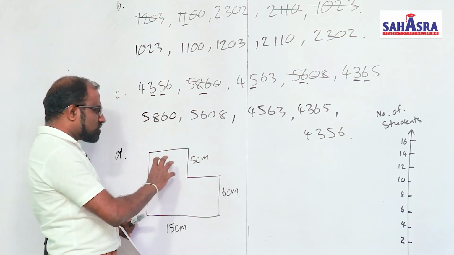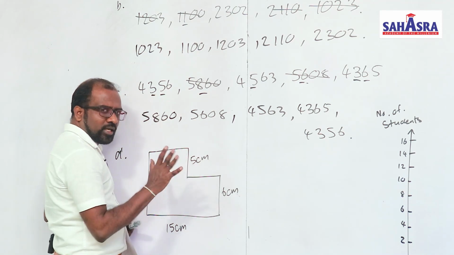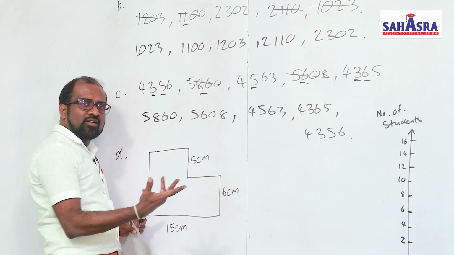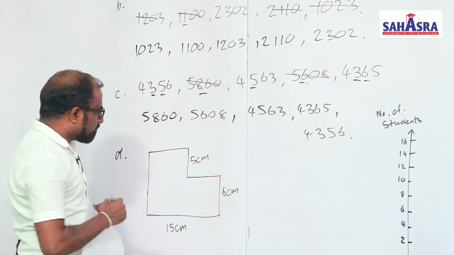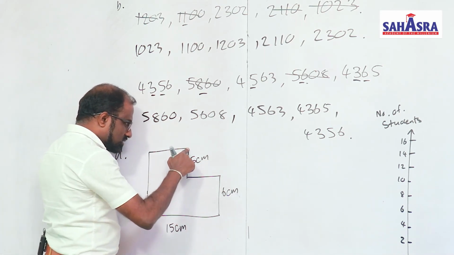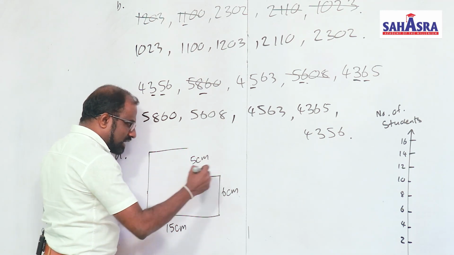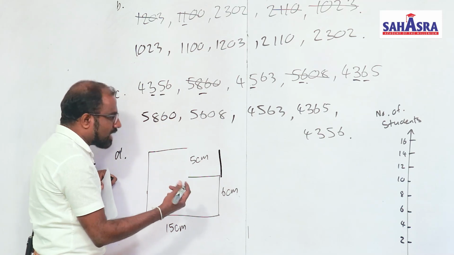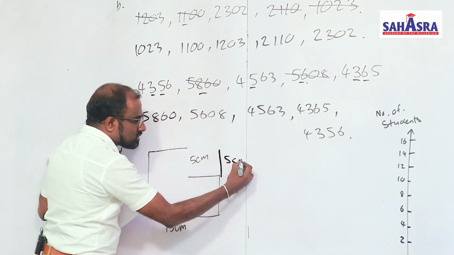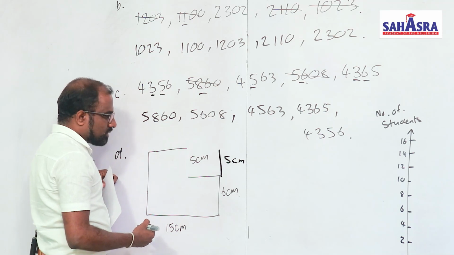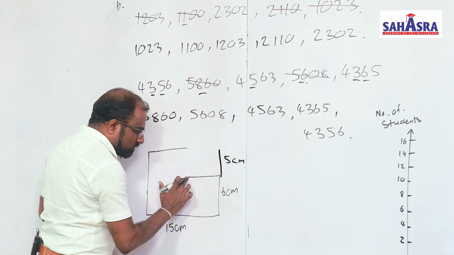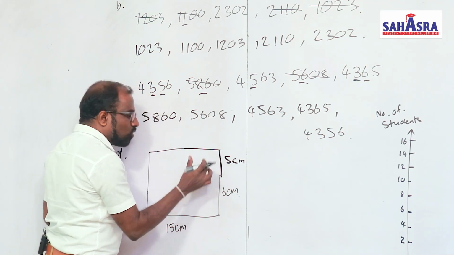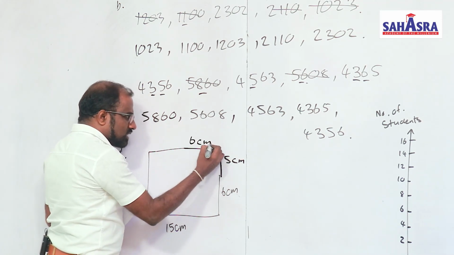Now you can change the shape of this figure. That's okay. Changing the shape does not change the perimeter. For example, if you go and keep this particular side here, does the length change? No. Still that is 5 centimeters. Still that is 5 centimeters. If you remove this side, does the length change? No. Still that is 6 centimeters.